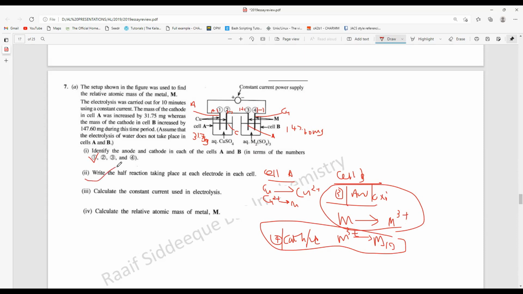The next one, calculate the constant current used in the electrolysis. This is where you need to understand what is actually happening in this entire process. In cell A, in the reduction, copper 2 plus is taking 2 electrons and precipitating out as copper solid. So basically the mass of 31.75 milligrams is increased for copper because of the deposition of copper on the cathode. So you can find the moles of copper deposited by using this mass, 31.75 times 10 to the power minus 3, to make this in grams, divided by the copper molecular weight. It is 63, I would guess.